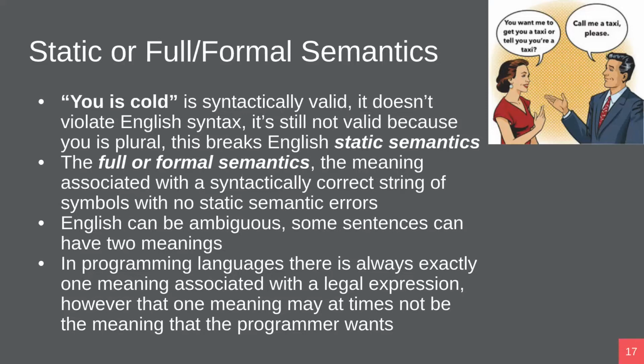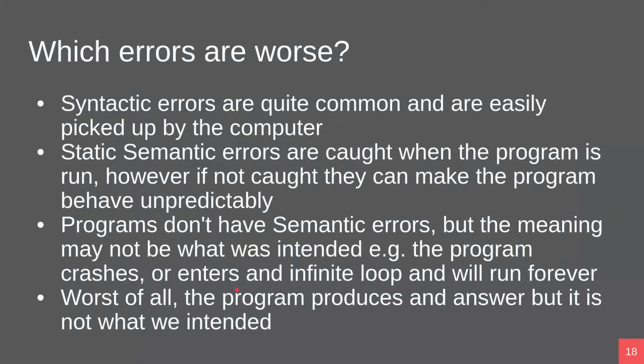Okay, you have to clarify what you mean. So English can be an ambiguous language, and some sentences can have two meanings. This is where the full or the formal semantics comes in. So luckily for us, in programming languages, each sentence or each command only has exactly one meaning. Okay, so that's good news, but the bad news about that is that meaning might not be the meaning that you want it to be. So which errors are worse?